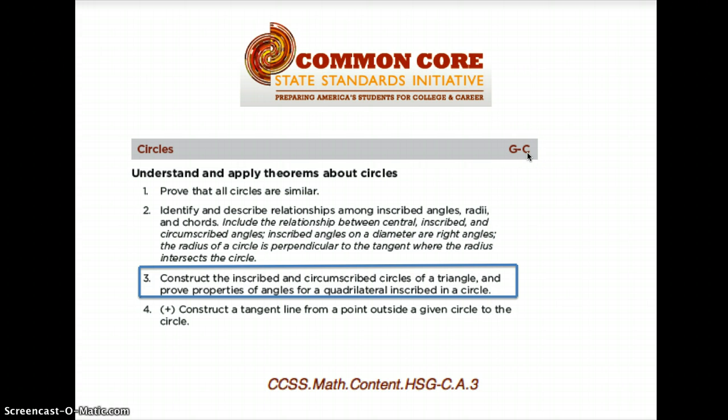In this case, we're looking again at a cluster of standards, but we're only going to focus on standard 3. Construct the inscribed and circumscribed circles of a triangle and prove properties of angles for a quadrilateral inscribed in a circle. Same thing as with the ELA standard. You could see how the math standard is written. We know it's Common Core State Standard. We know it's math. We know it's a high school geometry, and it's a circle standard. And in this case, it's standard 3.